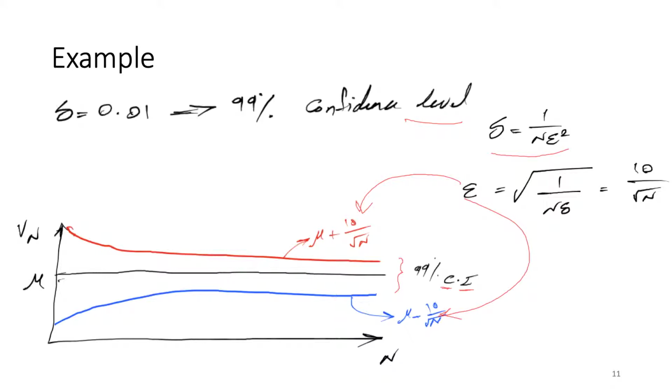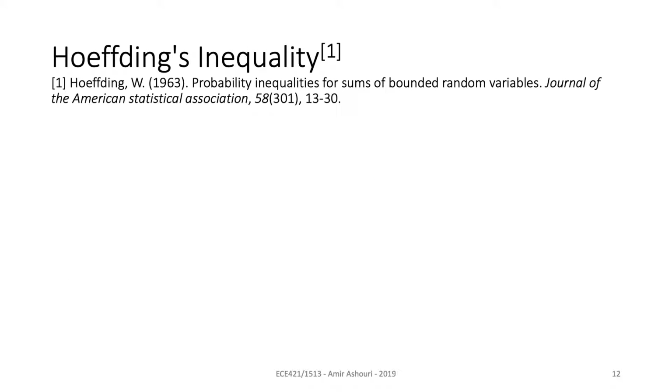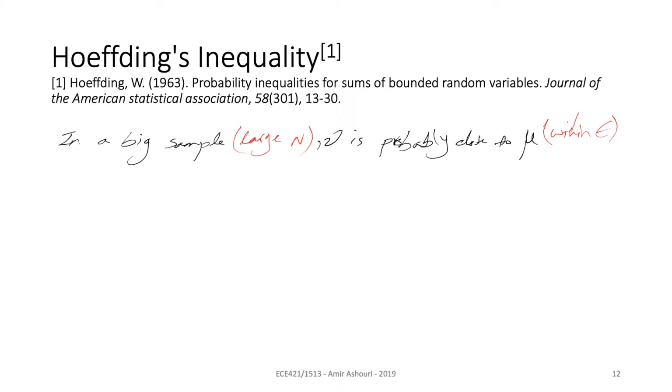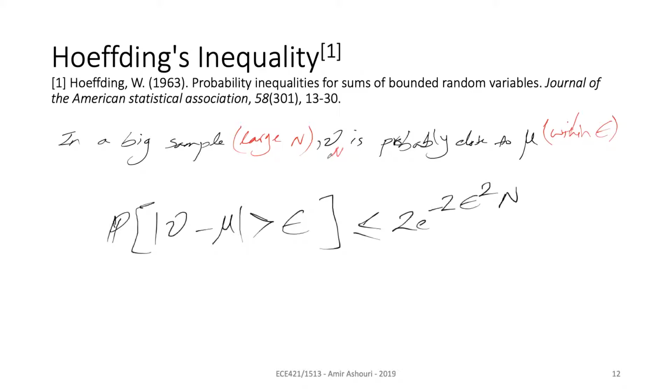Okay. You've already seen Hoeffding's inequality in the fourth lecture. I'm just going to bring it up again to have a complete set of lectures here. So this inequality represents an upper bound again and relates your V's on a large N, so we can call it also Vn. So we say in a big sample, large N, Vn is probably close to mu within epsilon again.